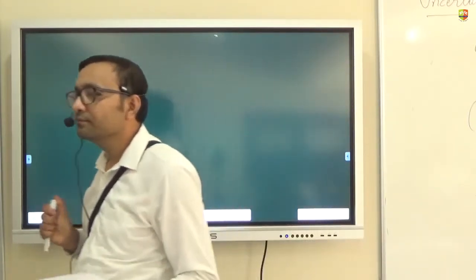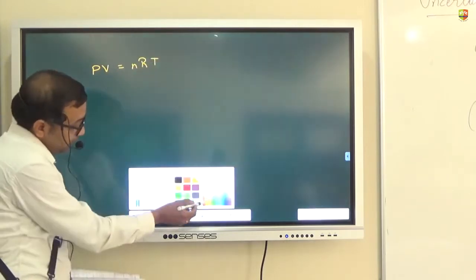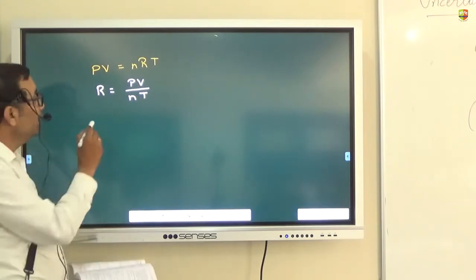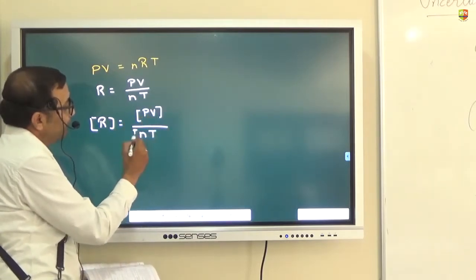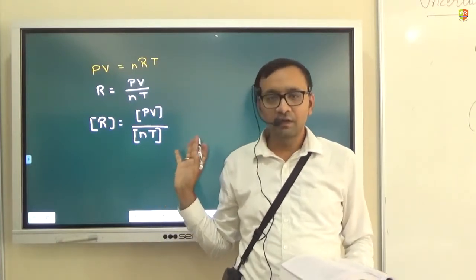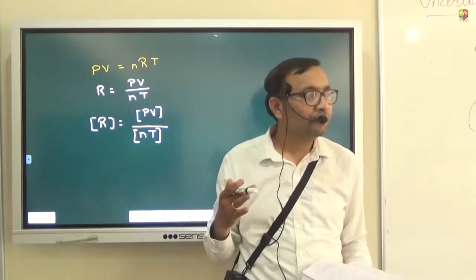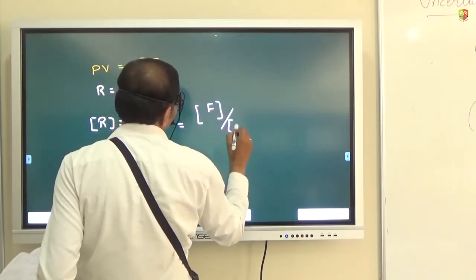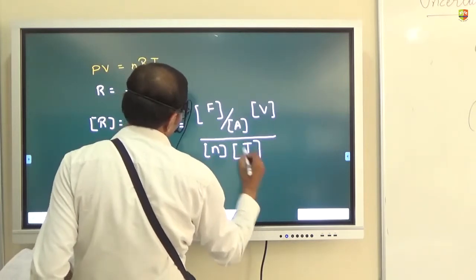How do you find the dimension of gas constant? I know that PV is equal to nRT. So gas constant R will be equal to PV divided by nT. So dimension of R will be equal to dimension of P into V divided by dimension of n into T. P into V has the same dimension as energy, you can check that. Or you can directly write pressure is force divided by area, dimension of that into dimension of volume, which is L cube. Let me solve it anyway. Dimension of pressure is dimension of force divided by dimension of area, into dimension of volume, divided by dimension of moles, divided by dimension of T.